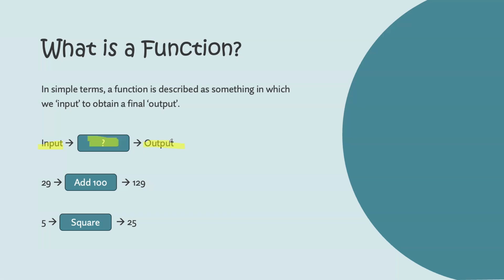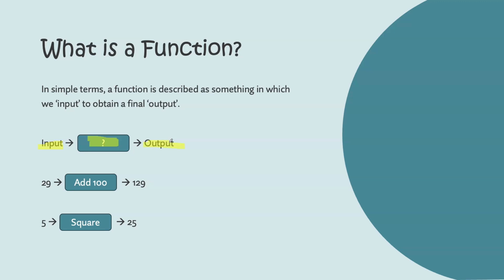Now we're basically doing the same thing in mathematical terms, and that's what we call a mathematical function. So we have some sort of input, usually a number or a variable or something like that. We do something to that input, some sort of mathematical operation to it. And once we do that, we get a final number.